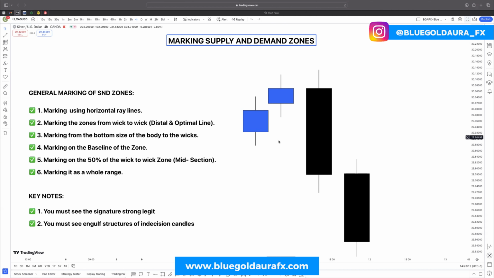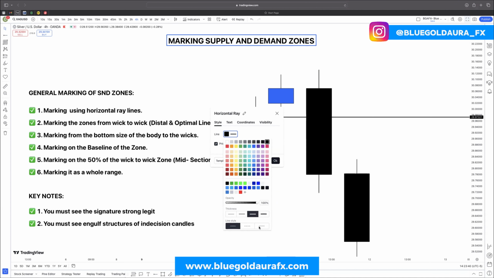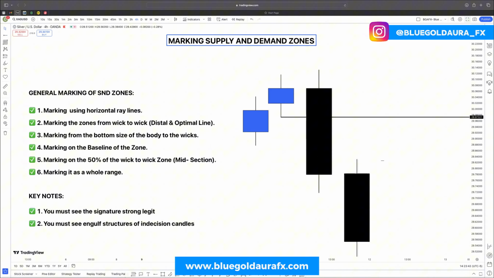So when we are looking at these candles, let's assume this is your rally base drop, and you are trying to mark your zones. The first way that you can do this is to use horizontal ray lines, whereby you just pin the last up candle like this. Let me see if I can make this line a bit thicker. Something like this. Beautiful. So you can mark from this zone to this zone like this. This is still your supply and demand zone.